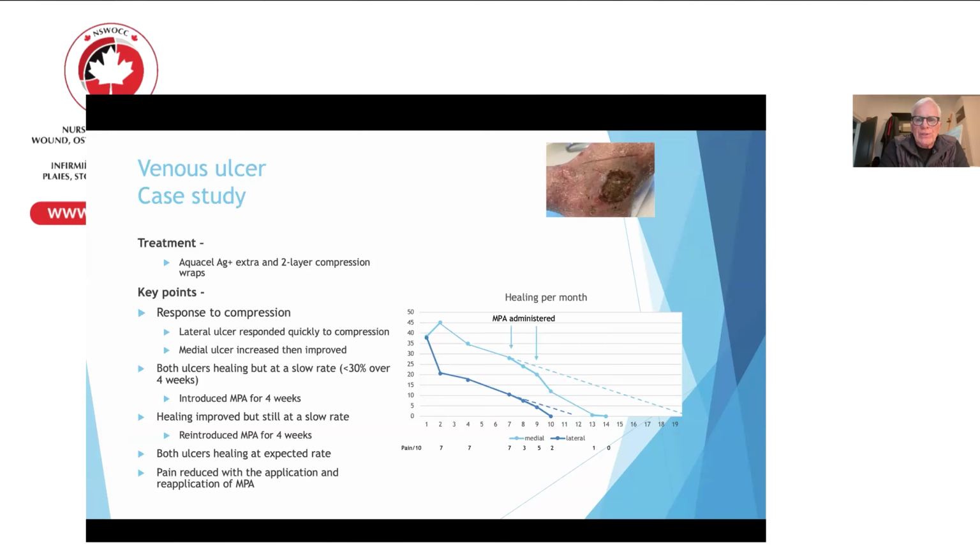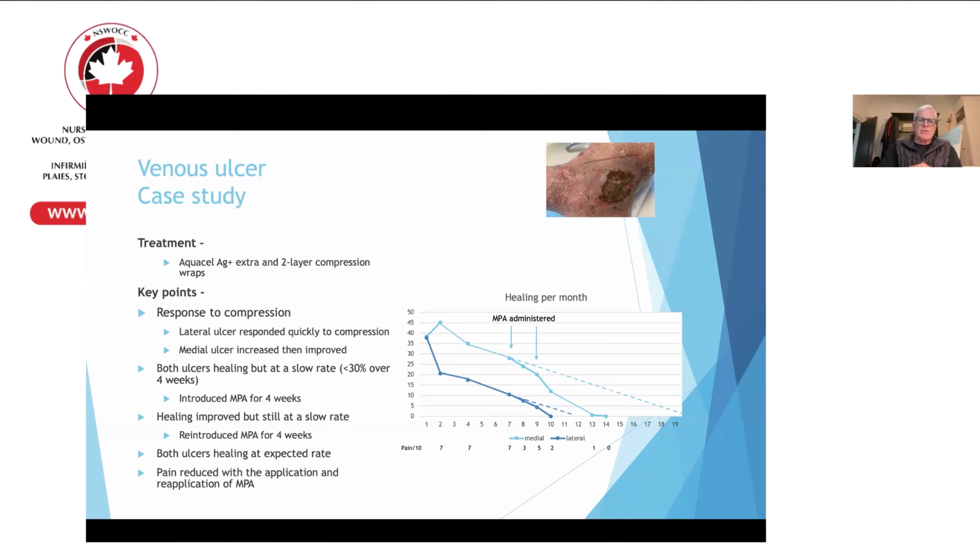And so we introduced it again. And once again, you'll see the healing rate improve significantly. And again, this was just for a 4 week period. And then ultimately, you'll see that the wounds went on to heal. The medial one at about 14 months, the lateral one at about 10 months. But if you look at this graph, if they'd continued on that trajectory where they were just with compression, this patient would have still needed compression bandaging on that leg for at least an additional 6 months.